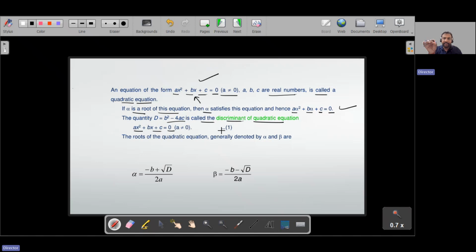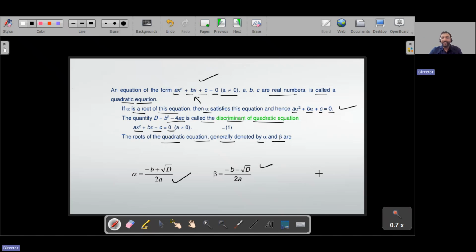By Dharacharya's formula we got two roots. The roots of the quadratic equation, generally denoted by alpha and beta, are minus b plus minus root of D upon 2a. One root is with plus, the other root is with minus. From where do we get these roots? From Dharacharya's formula, and that formula is derived using the completing square method. I hope this is clear. Come on, give me a yes.